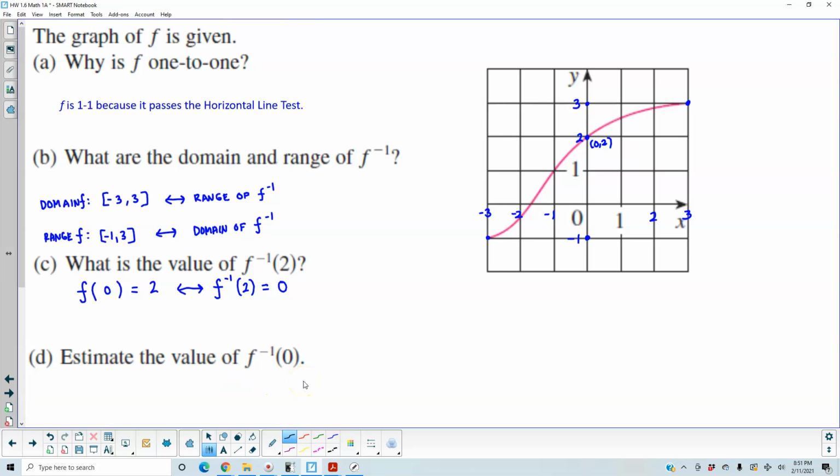Okay, now in part D, we want to estimate the value of f inverse of 0. So that means that we want to find, or estimate, what is the input when the output is 0. So if you look here, this is when it touches 0. And it's approximately -1.7. So we can say it's approximately -1.7. So therefore, f inverse of 0 would then be approximately -1.7.